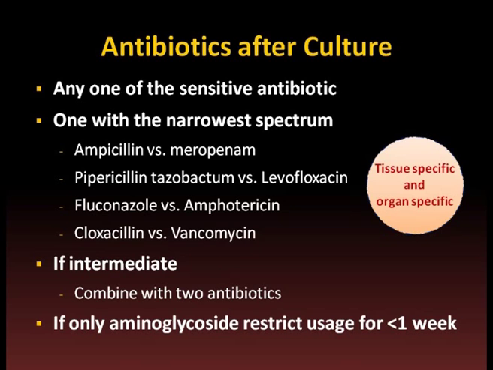Also, apart from the type of organism, think about the site of the infection. As I said, if there is a CNS infection, choose an antibiotic which has good CNS penetration, and if there is a gut infection, choose an antibiotic which concentrates in the gut like ampicillin, and if there is a urinary tract infection, choose an antibiotic which concentrates in the urine such as aminoglycoside. So, apart from the narrow spectrum and the type of infection, we also should decide the type of antibiotic from the tissue or the organ which is infected.